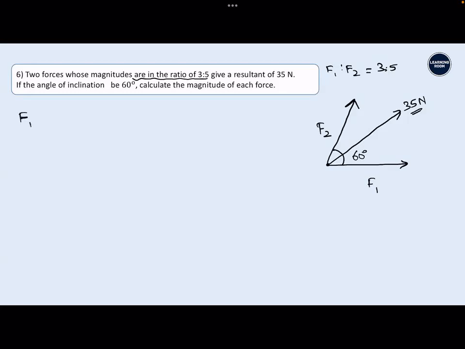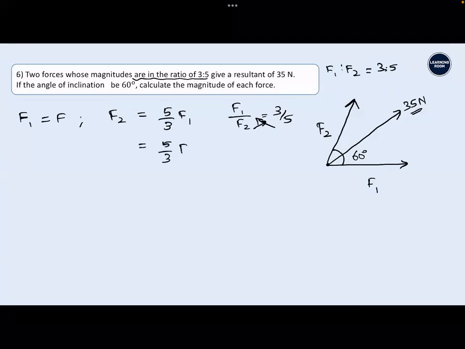Means if I take F1 as F, then F2 will be equal to 5 by 3 times F1 because F1 by F2 is 3 by 5. So if I take F2 this side and 3 by 5 to the other side, it becomes F2 is equal to 5 by 3 times F1, or this is also equal to 5 by 3 times F, because F1 is assumed to be F. So R is equal to how much?